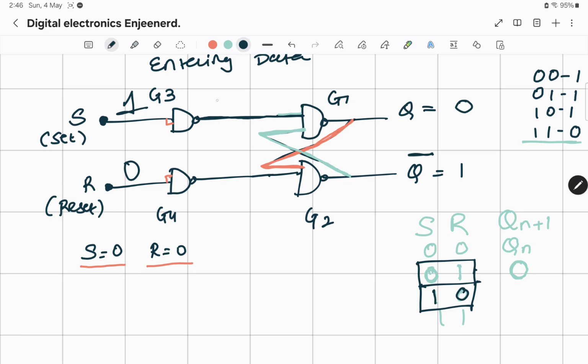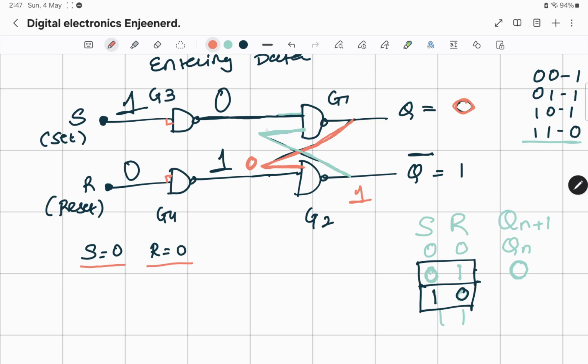NAND gate will do the reverse. 1 will become 0, 0 will become 1. This 0 is traveling on the orange line. I have a 0 here. 1 into 0, this NAND gate will give me 1. This 1 is traveling as a feedback here.